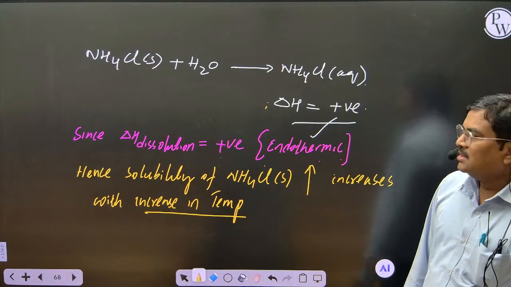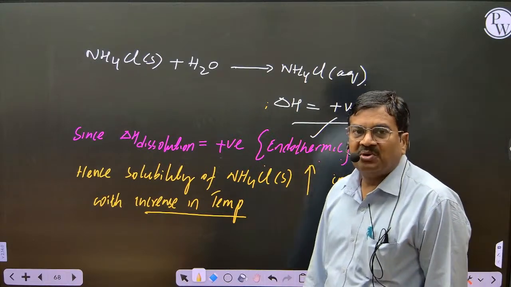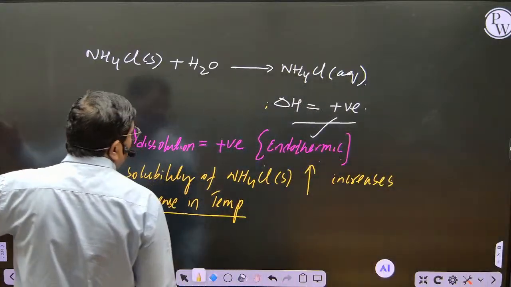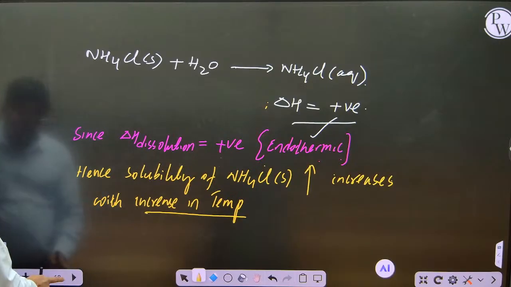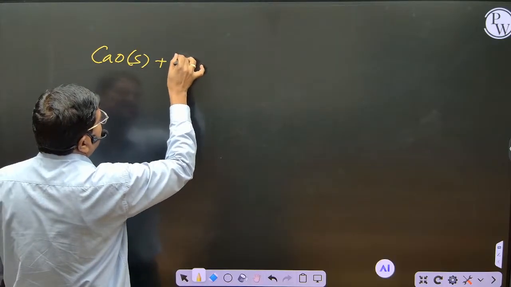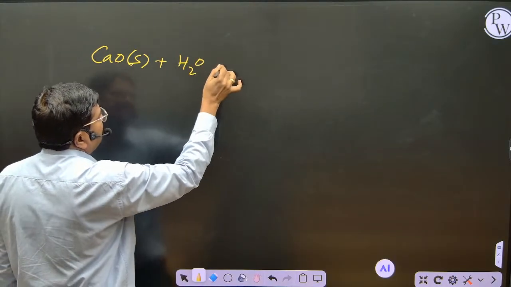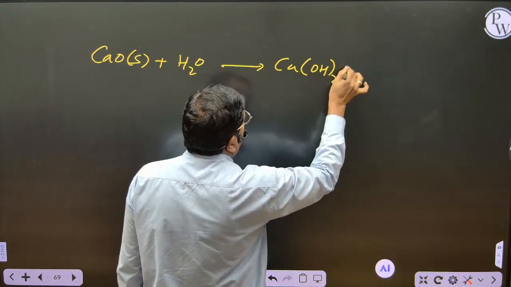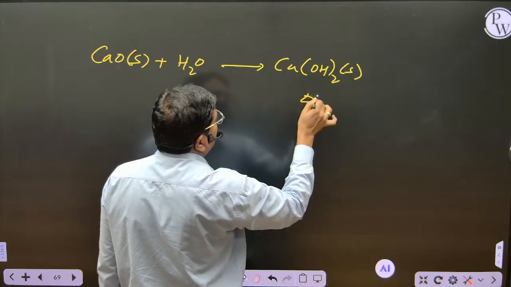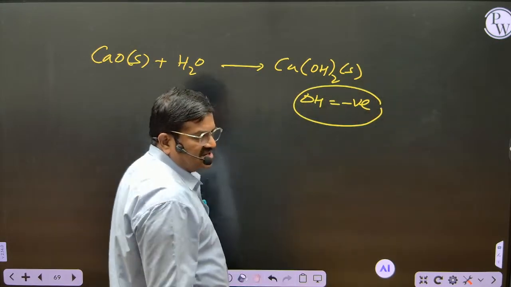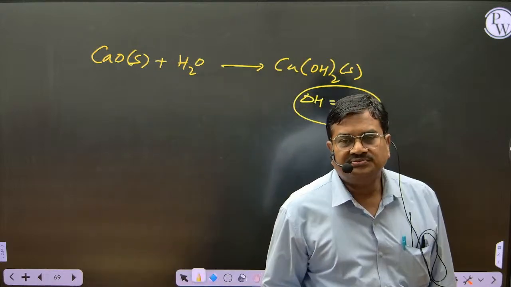Clear? Now take next example, calcium oxide. What is the formula of calcium oxide? Did you all copy this? Right. Next example I am taking calcium oxide. You know calcium oxide is CaO. When you dissolve it in water, what is water? Solvent. It forms calcium hydroxide and this dissolution is exothermic. Means heat is evolved.